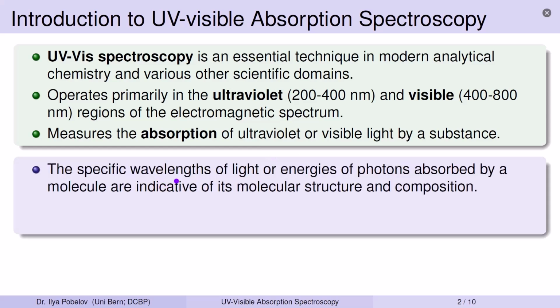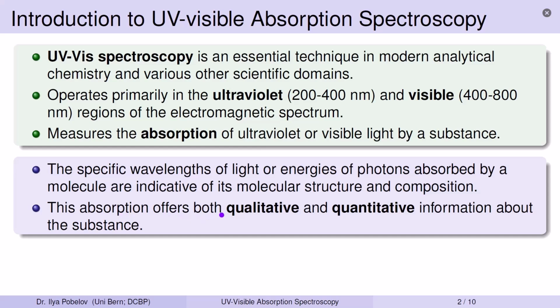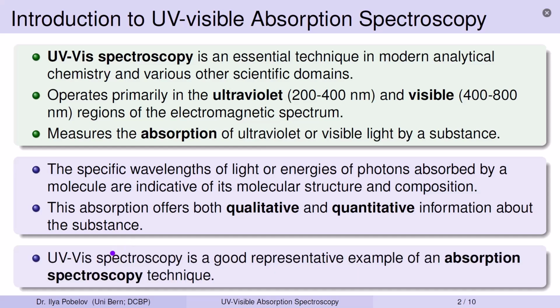The specific wavelengths of light or energies of photons absorbed by a molecule are indicative of its molecular structure and composition. This absorption offers both qualitative and quantitative information about the substance, making UV-vis spectroscopy an invaluable tool for understanding and analyzing molecular systems. Furthermore, UV-vis spectroscopy is a good representative example of an absorption spectroscopy technique.